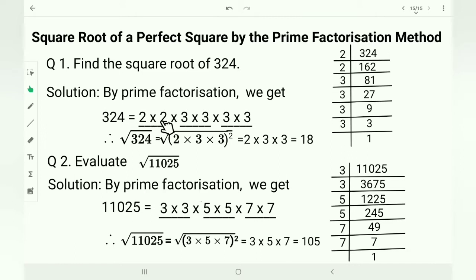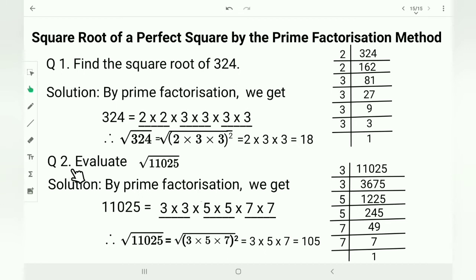Because this 2 into 2, 3 into 3, 3 into 3 you can write in this form, (2 into 3 into 3) whole square, and since you are placing a square root here and we know we have to balance it, on the RHS side also I have put a square root. A square root and a square cancel, then 2 into 3 into 3 is equal to 18. So square root of 324 is equal to 18.